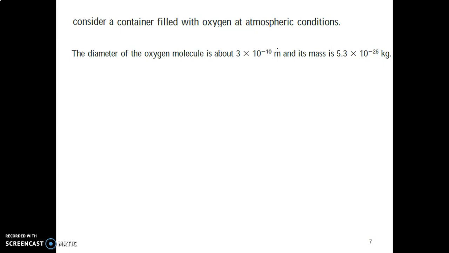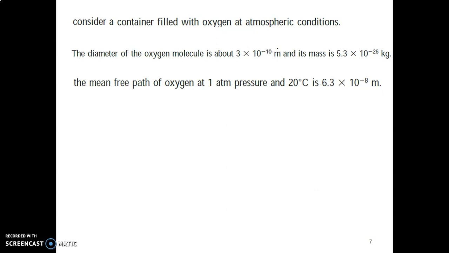So the diameter of the oxygen molecule is about 3 into 10 raised to minus 10 meter, and its mass is 5.3 into 10 raised to minus 26 kilogram. And the mean free path of oxygen at 1 atmospheric pressure and 20 degrees Celsius, that is atmospheric condition, the mean free path value is 6.3 into 10 raised to minus 8 meter. Now, what is mean free path?